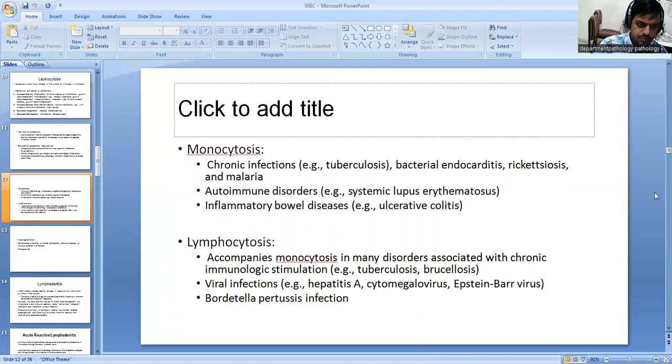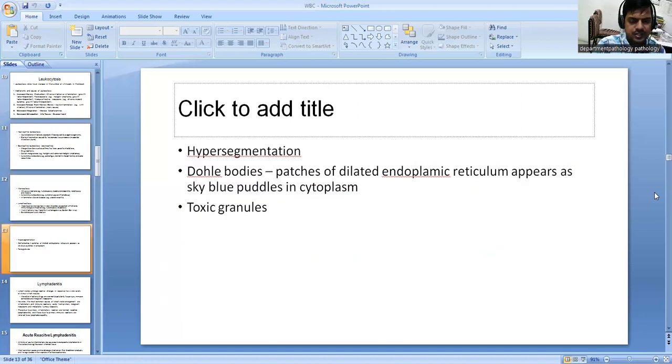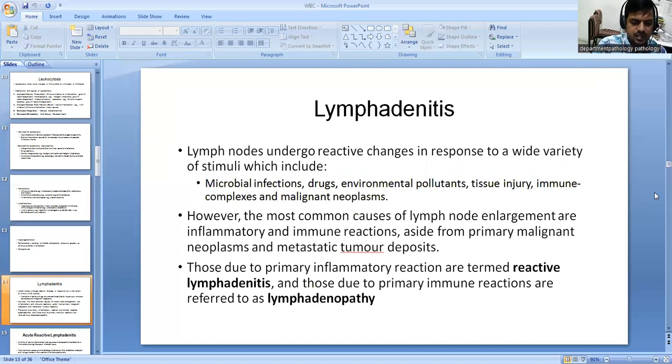Lymphocytosis accompanies monocytosis in many disorders associated with chronic immunological stimulation, viral infection, and bacterial infection. A few other things to note are hypersegmentation, presence of Döhle bodies, and toxic granulations.